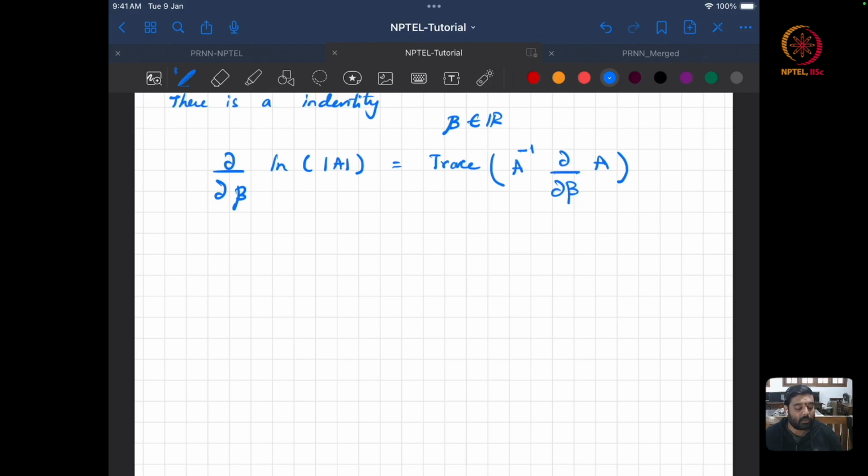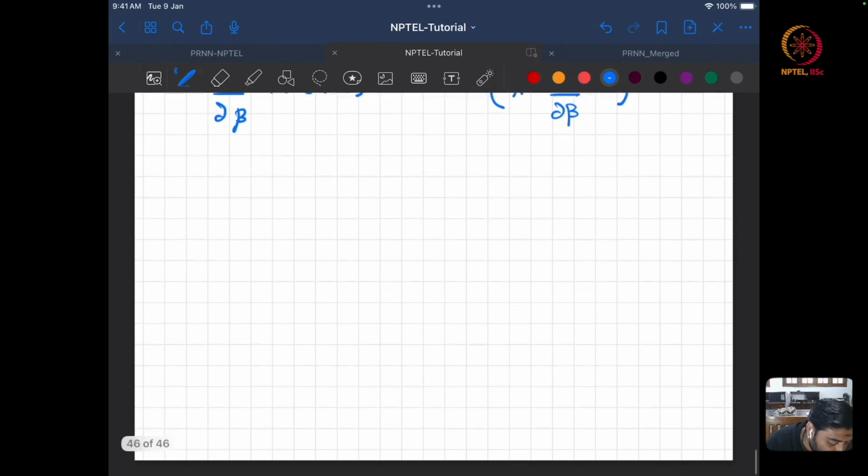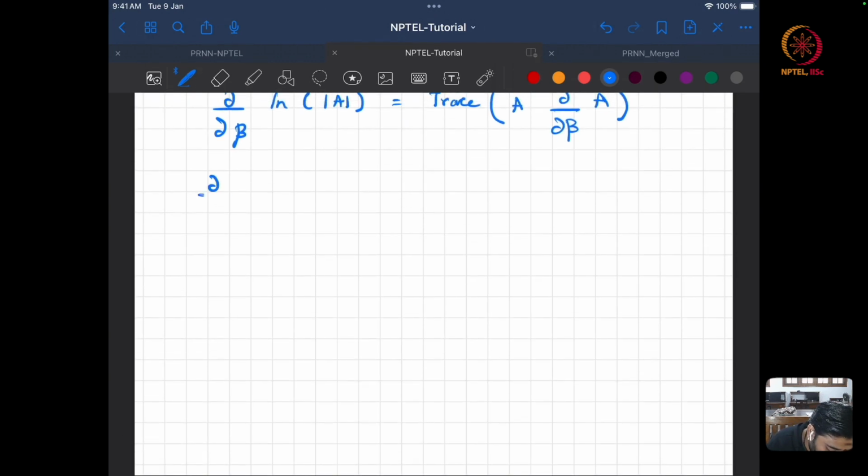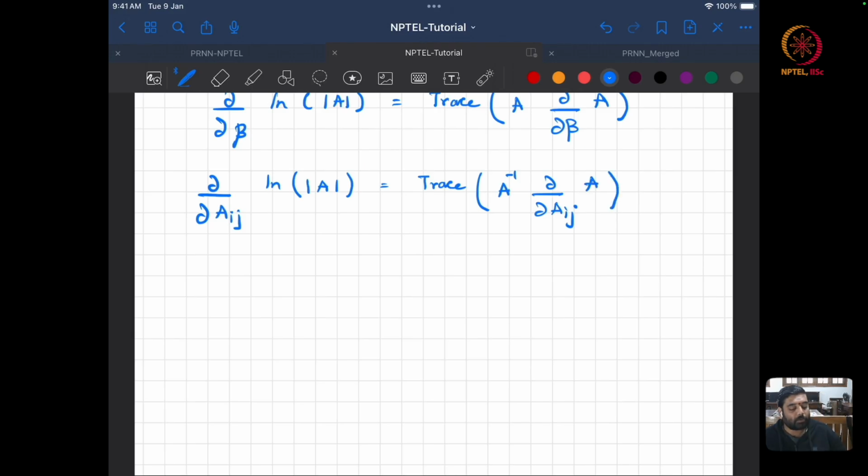Now A is a matrix. Now each element Aij which is there can be thought of as a scalar. Now because of which I can take the partial derivative with respect to this Aij. So this is trace of A inverse A, correct?